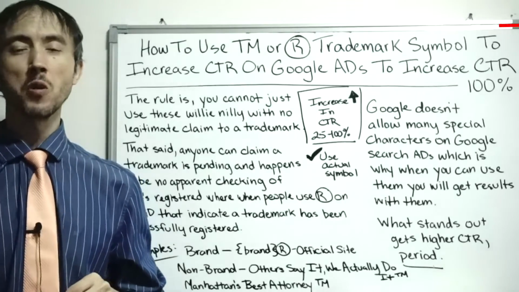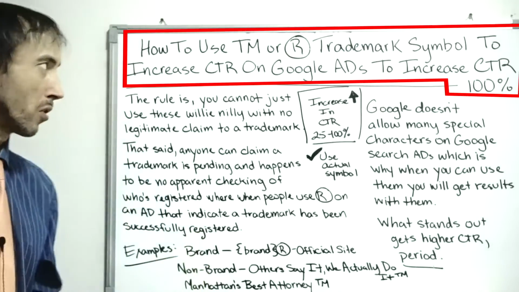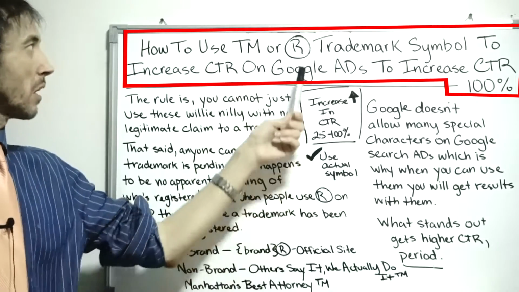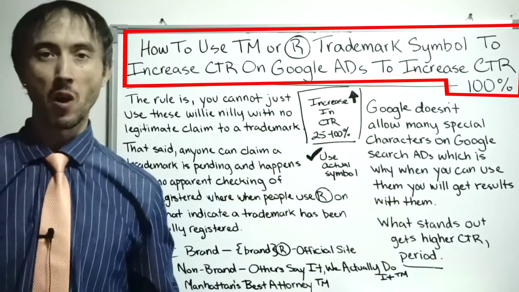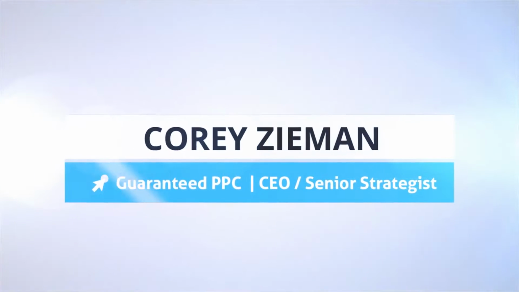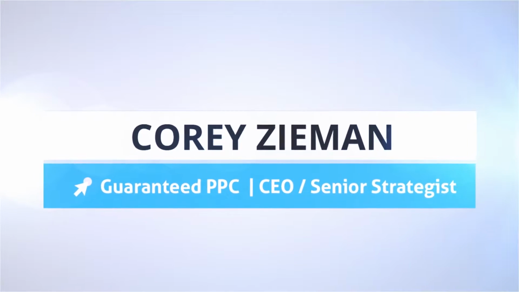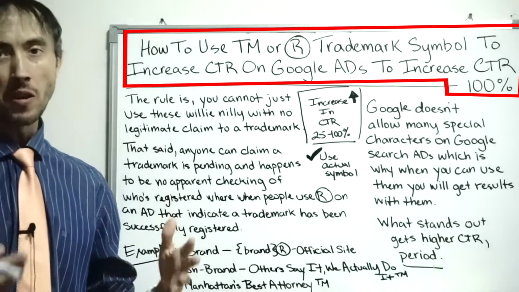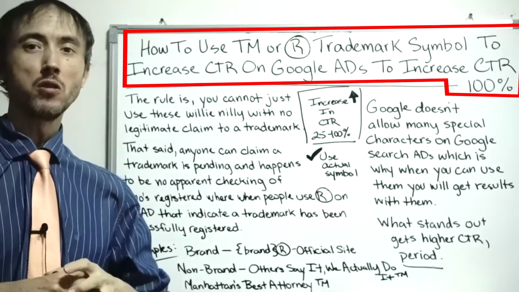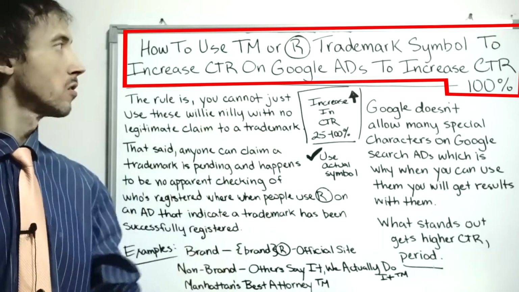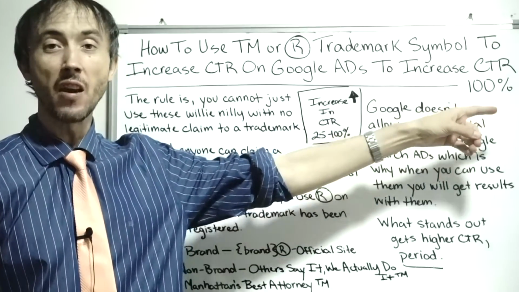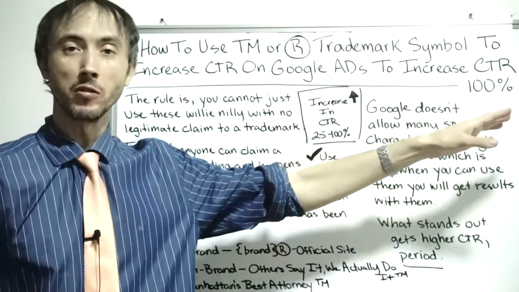Okay, today's video we're going to talk about how to use the trademark symbol. TM, which is basically trademark pending, or R for registered trademark, which means the trademark is actually registered. These are known as special characters, and you could use them with ASCII codes on your ads to increase your click-through rate by 100%, or even more sometimes, as I've personally seen.